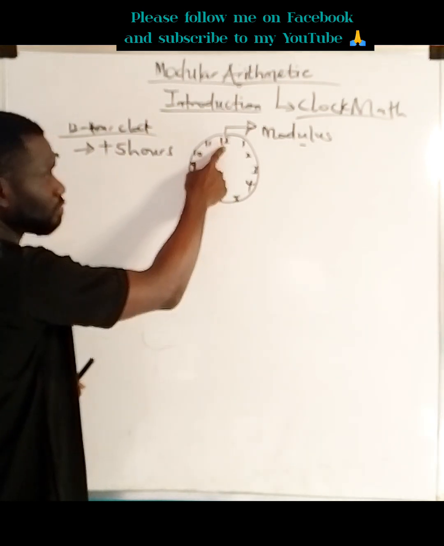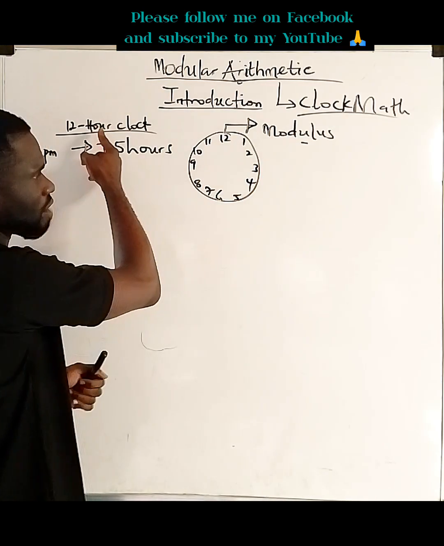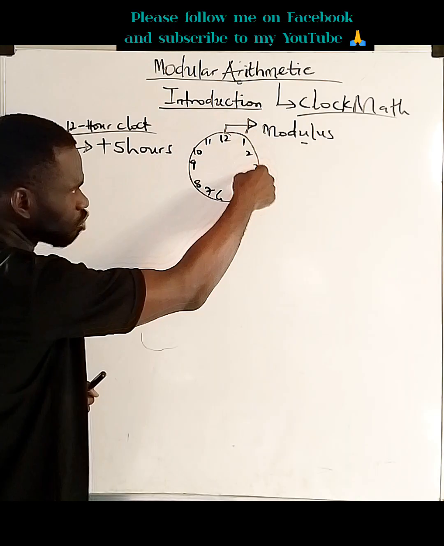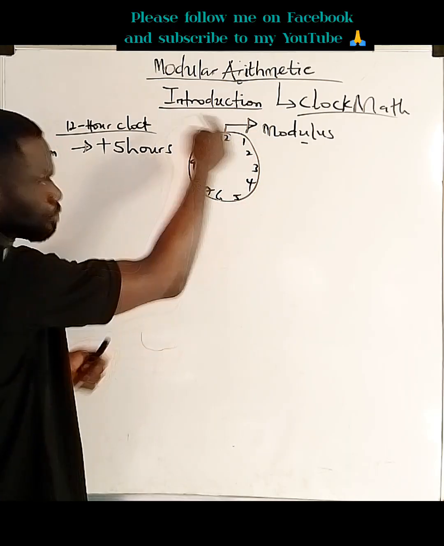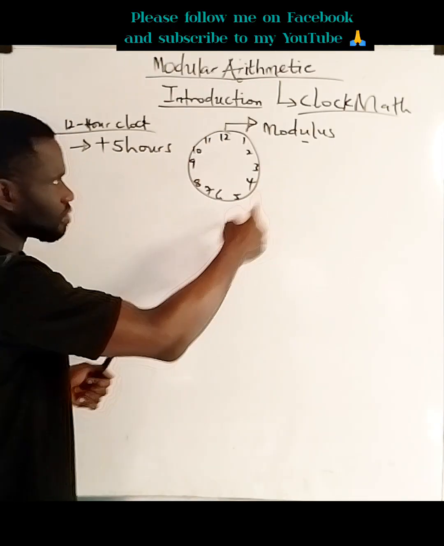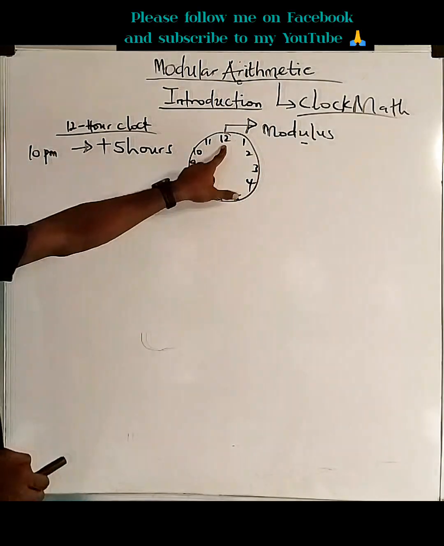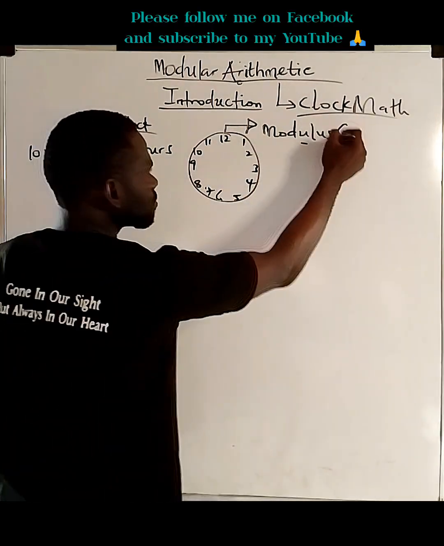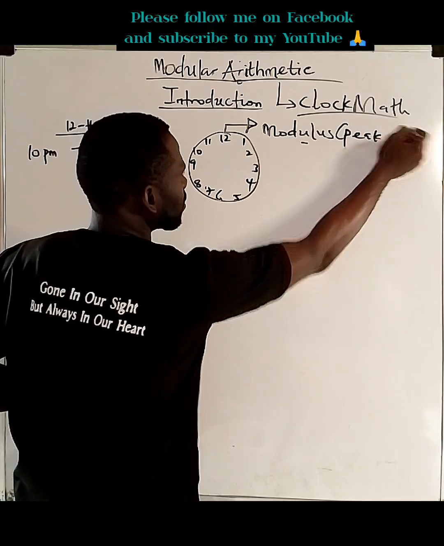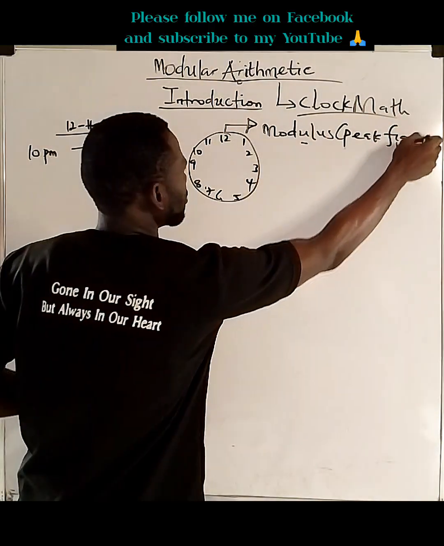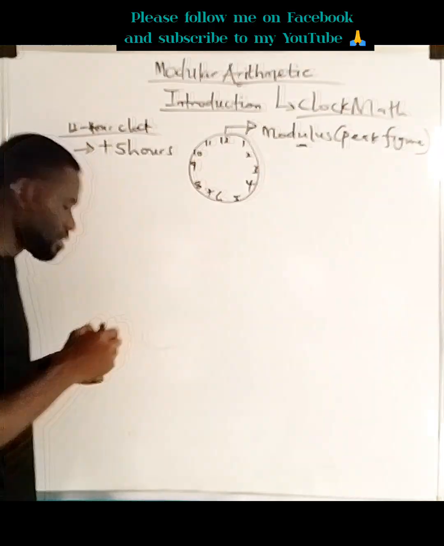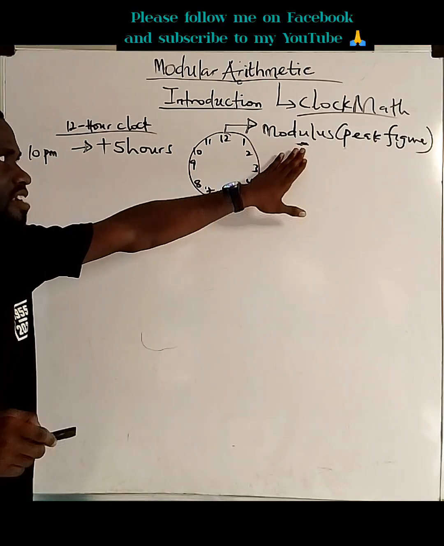So whatever gets to 12, you're not going to get 13, since you're talking about a 12-hour clock. Once you get to 12, it goes back to 1, 2, 3, 4, then we keep repeating that same circle. It gets to 12, goes back to 1. We don't have 13. The highest is 12. So this peak figure is what we call the modulus. Nothing exceeds this peak figure.